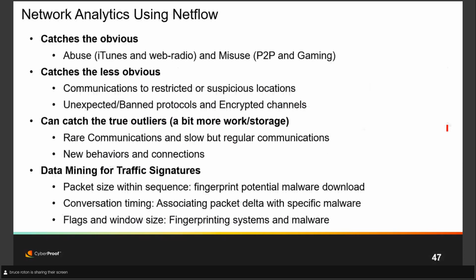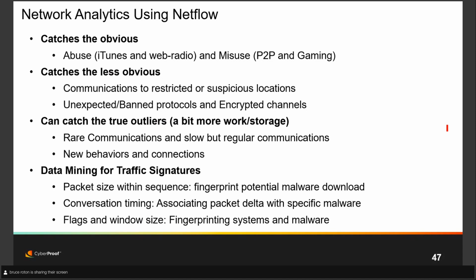Thinking about net flow analysis. Obviously, you can catch iTunes, web radio, and some abusive things. But as you start getting more granular and doing a higher percentage of capture on the stats, you can catch communications to restricted or suspicious locations, like we said last time. Maybe communications to places like Seychelles, which is a small resort island off the coast of Somalia, and about the only thing there is hotels and proxy servers for bad guys.